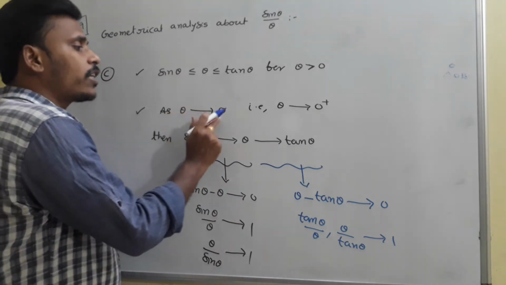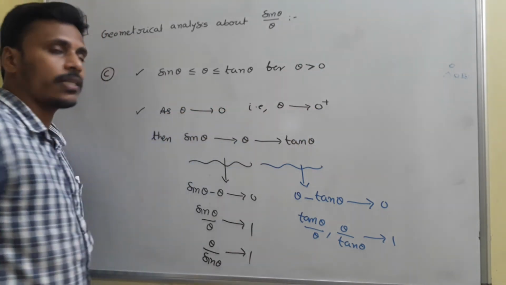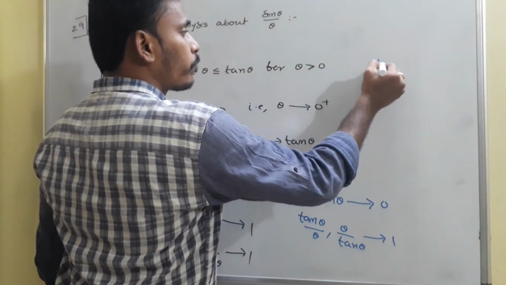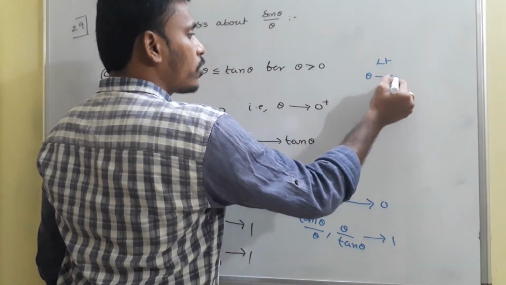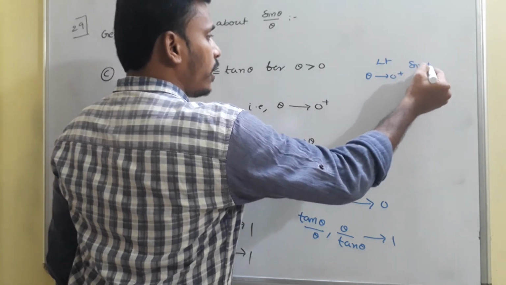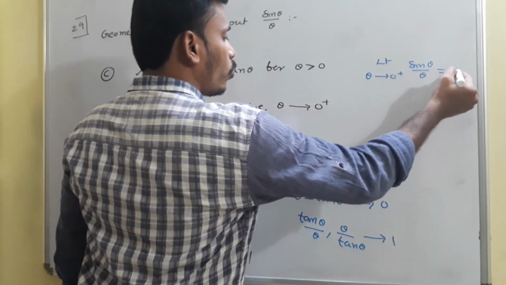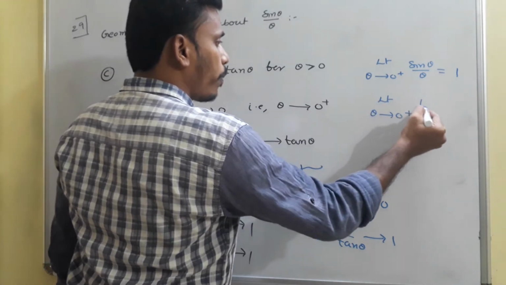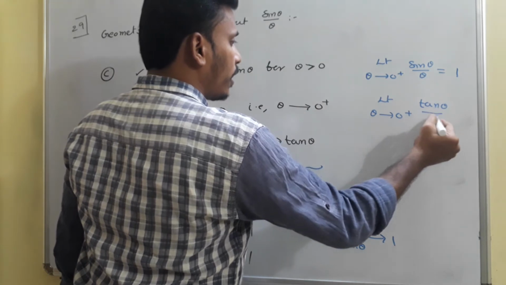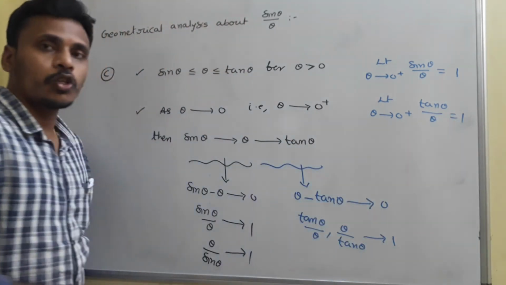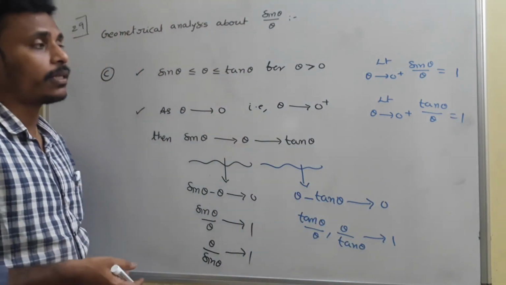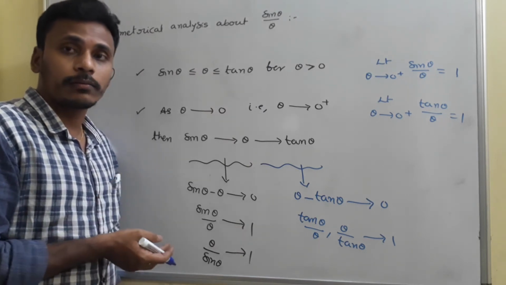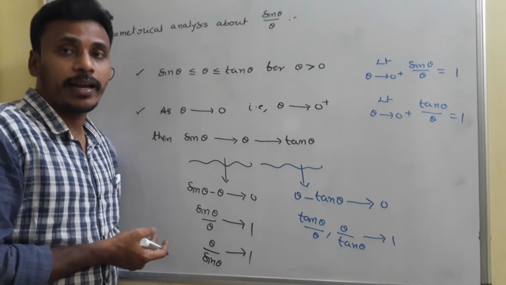So as theta tends to 0, because theta is positive, as theta tends to 0 plus, from this discussion it is very clear that limit theta tends to 0 plus sin theta by theta is equal to 1, as well limit theta tends to 0 plus tan theta by theta is equal to 1. So the right hand limit of sin theta by theta, as well as the right hand limit of tan theta by theta, is 1. But what to say about the left hand limit?